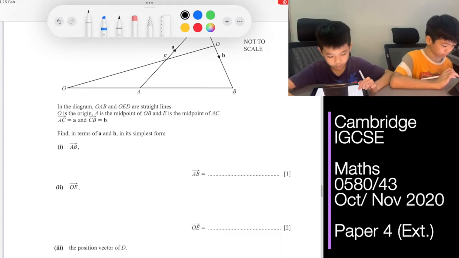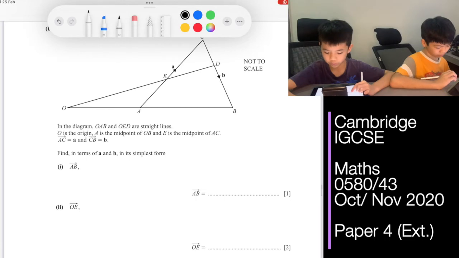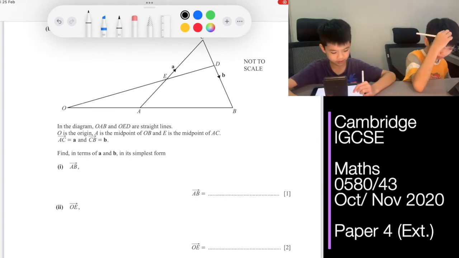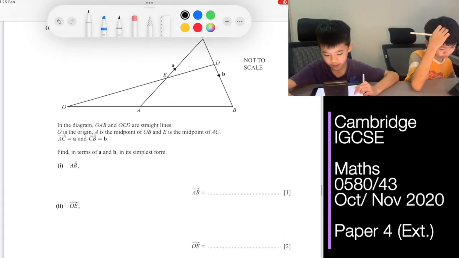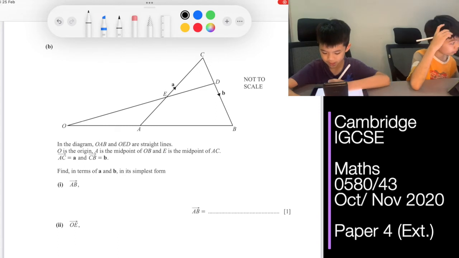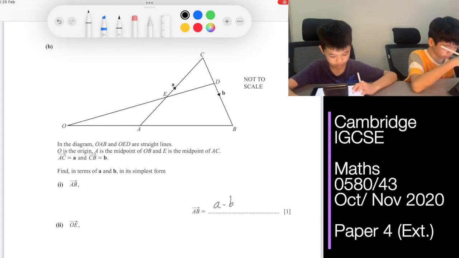Question 8b. In the diagram, OAB and OED are straight lines. O is the origin, A is the midpoint of OB, and E is the midpoint of AC. AC is a and CB is b. B1, find AB. So it's basically a minus b, since it's ACB.